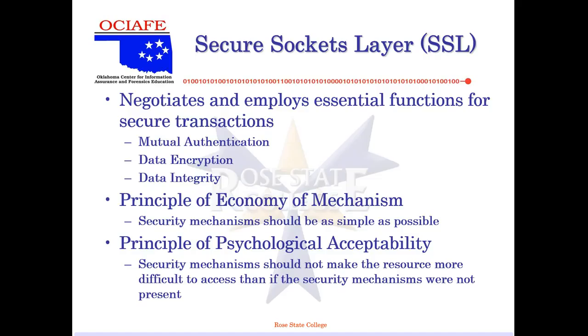Then you have the principle of psychological acceptability. Security mechanisms should not make the resource more difficult to access than if the security mechanisms were not present. In other words, you want to make sure that John Doe can work on a system that has no security, and he can work on a system that has the security, and he sees no difference. That's what security should be. That's psychological acceptability. And you'll need to know the difference between economy of mechanism and psychological acceptability.